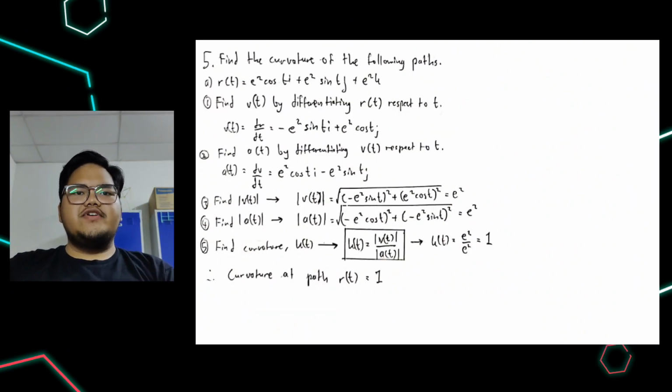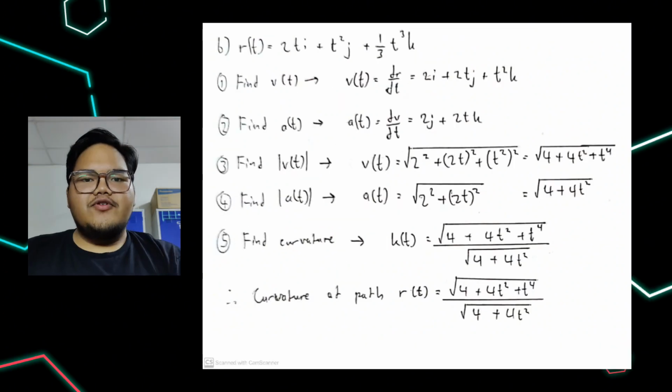For question 5a, first I differentiate r(t) to find velocity and then differentiate the velocity again to find acceleration. For curvature, I use k(t) equal to modulus of velocity over modulus of acceleration to find the answer, which is 1. For question 5b, we use the same method as 5a, which is to differentiate r(t) to find velocity and then differentiate velocity to find acceleration. For curvature, I use k(t) equal to modulus of velocity over modulus of acceleration to find the answer.